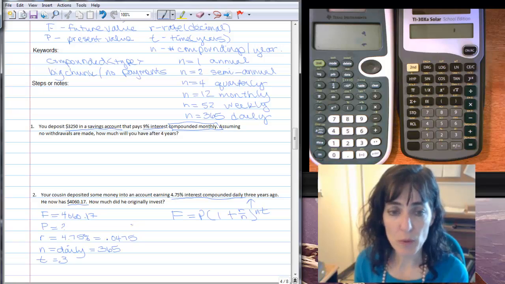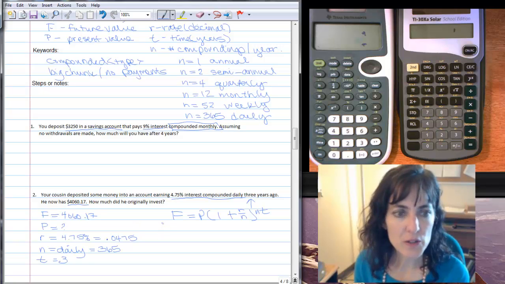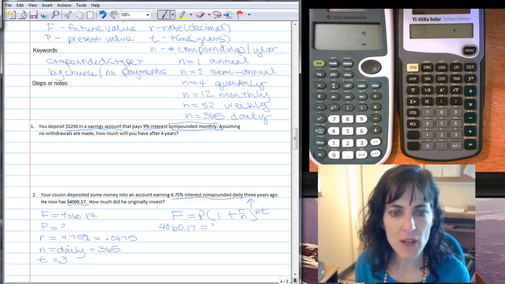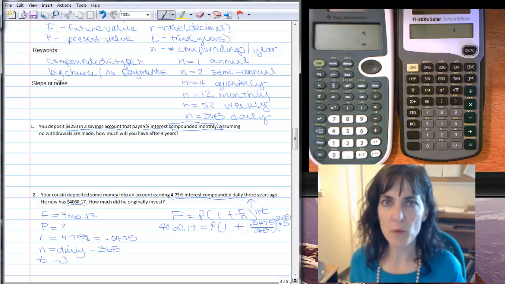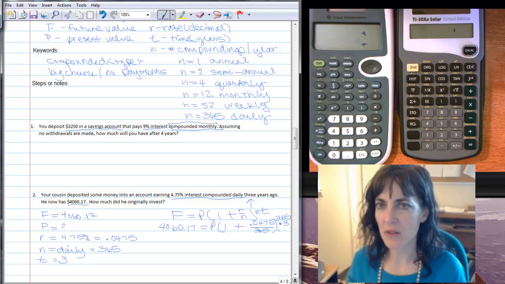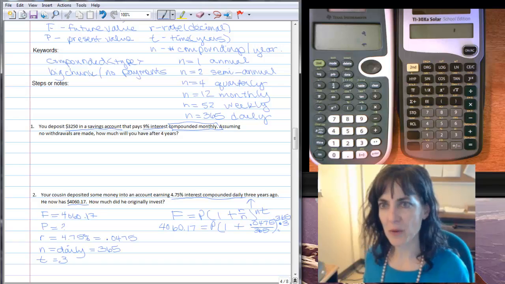And then I want to show it one more time with all the values I know. So I have 4060.17 in for the F. The P is staying as a P, and then I have 1 plus my R is 0.0475, and my N is 365, and my exponent is 365, and I'm going to write it down below, but it's times 3. So when I'm looking at this formula, the first thing I want to do is figure out that exponent, because I need it as a number, so when I come back to it, it's ready.